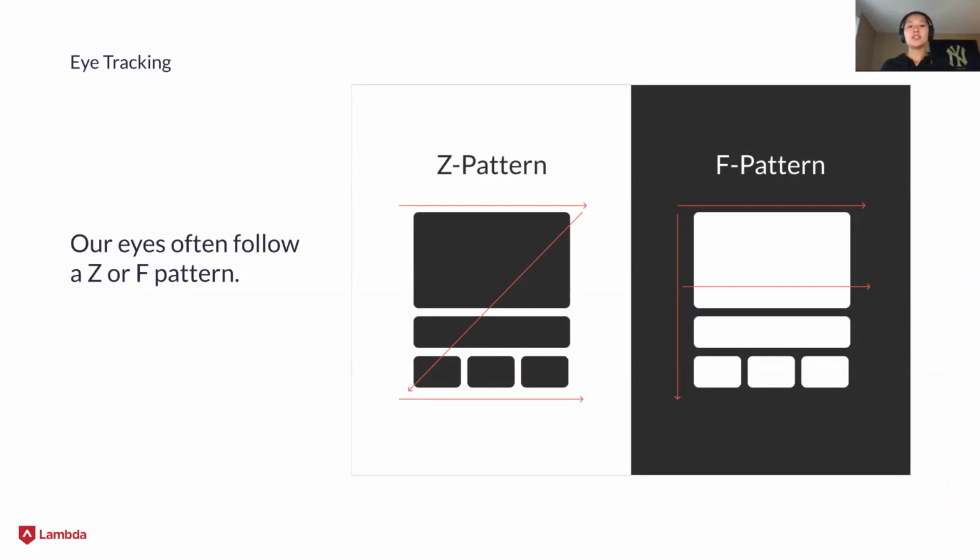Our designs also directly influence which pattern our users will follow. If we present our content as a blog post or as items in a list, then our users will typically follow an F pattern. So when we're designing content-heavy pages, we should keep this in mind so we can place the most important information where our user will see it.